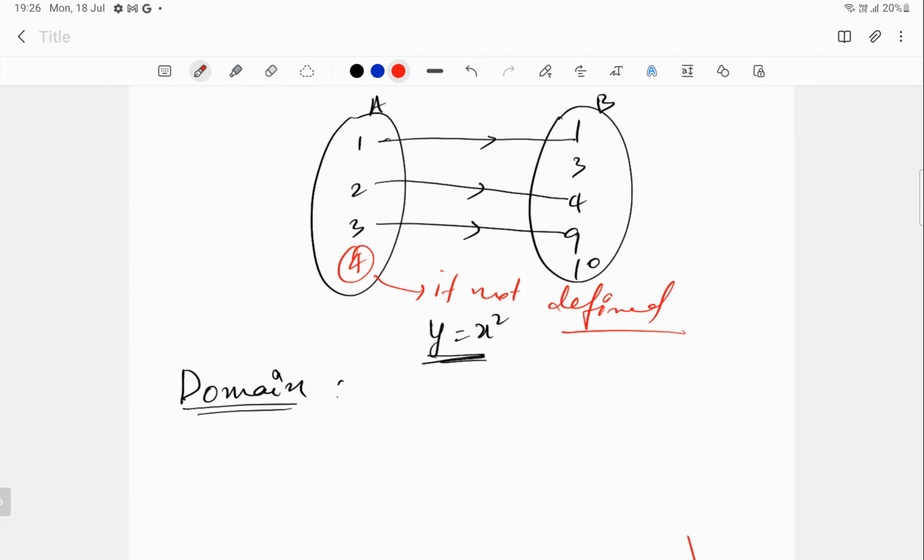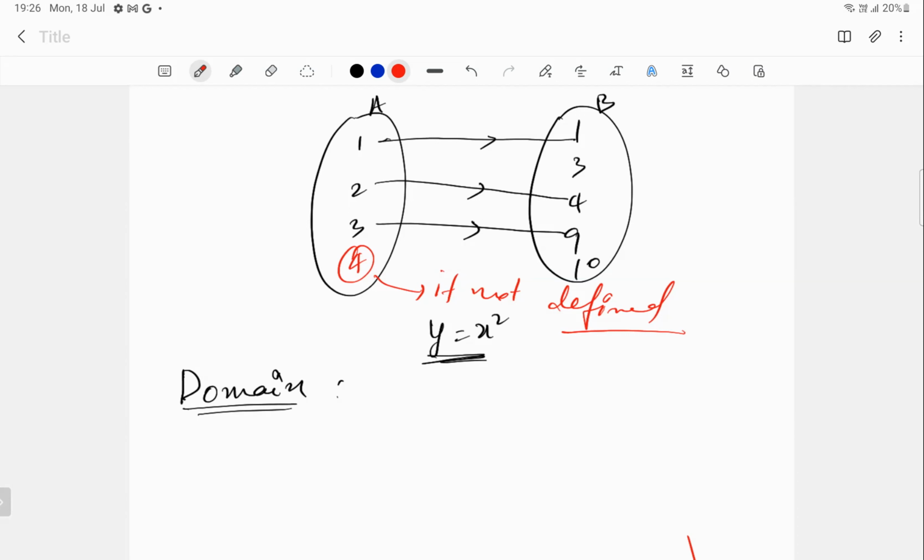4 will also be included in the domain? No, it won't be. See, if 4 is not defined, listen. I'll explain it to you in functions. All the domain is a subset of the set A. If 4 is not defined, then 4 will not belong to the domain. I hope I'm right. See, 4 is not defined according to this relation, so 4 will not belong to the domain of this Cartesian product, the ordered pair.